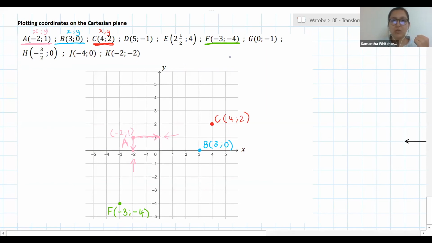Okay, so the next one I want you guys to try is G. That was a weird underlining that happened there. So point G. So have a think about where it should go.